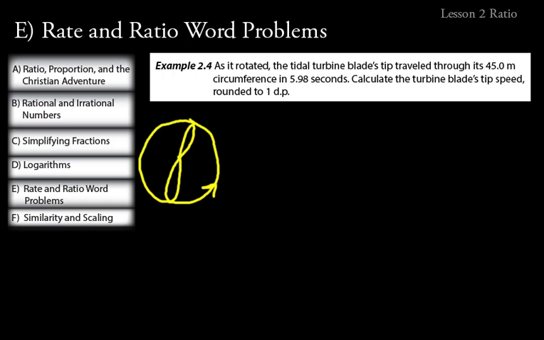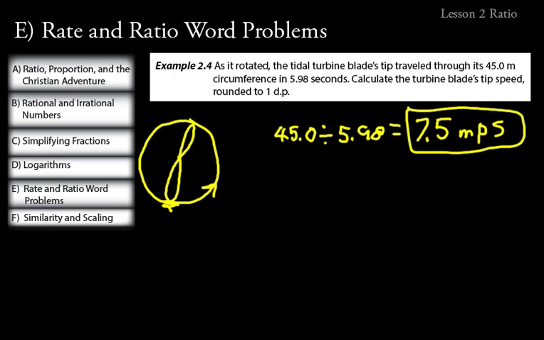Speed is distance traveled over time. So we can figure out the speed at the tip of the blade just by doing 45.0 divided by 5.98, and that's 7.5 rounded to 1 decimal place, and we'll say m/s, meters per second. So do that on your calculator, 45 divided by 5.98, and you get like 7, having more decimal places than just 1.